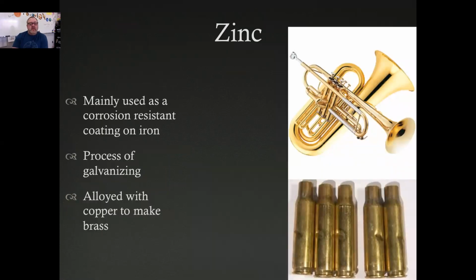Zinc is the next one. Zinc is corrosion resistant, gets used for a lot of different processes. It's in the process of galvanizing things. And it's, I believe, zinc and copper. Yeah, zinc and copper makes brass.